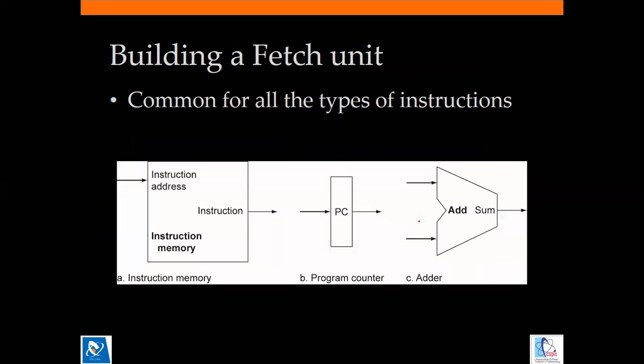Okay, now how can I build the fetch unit? Which functional hardware component do I require to build the fetch unit? So obviously I know that I require the instruction address where it is stored in the memory. Okay, so for that I require a program counter, and obviously to store my program I require the memory, right? So this is what you can call the instruction memory.